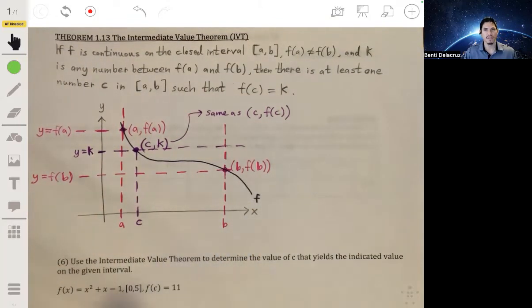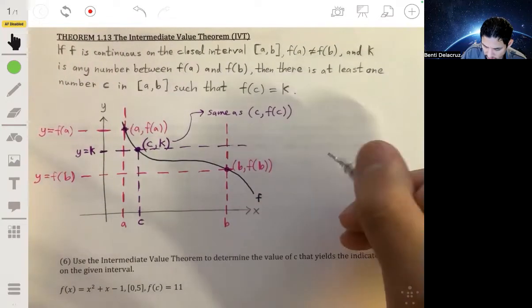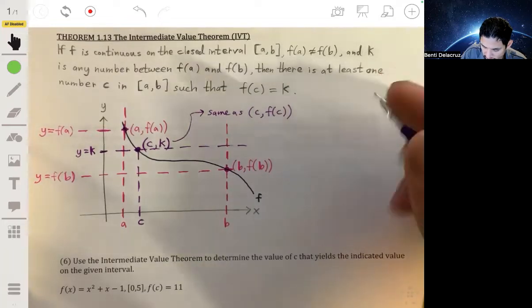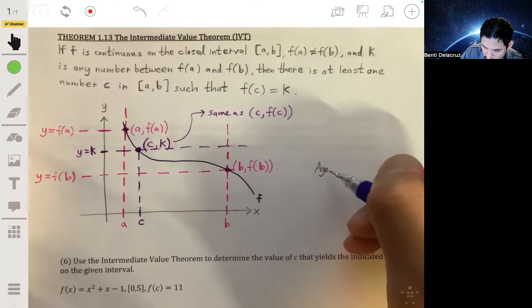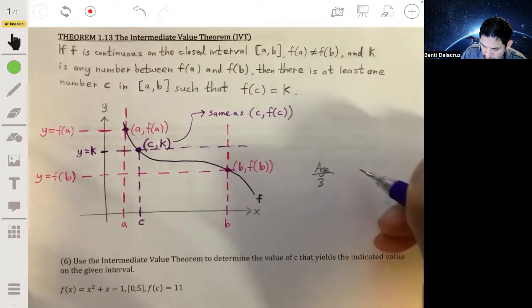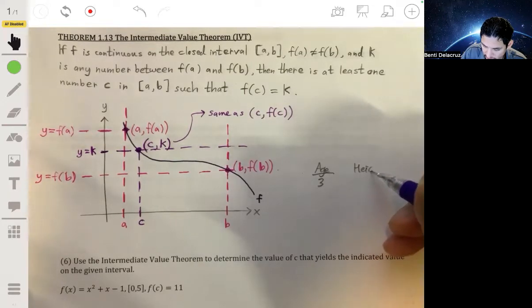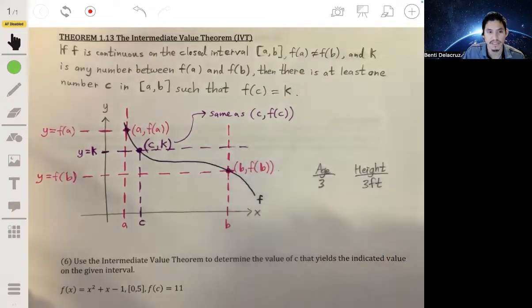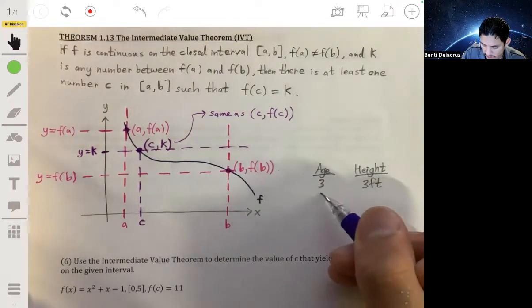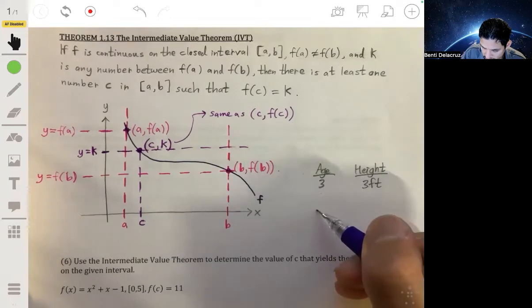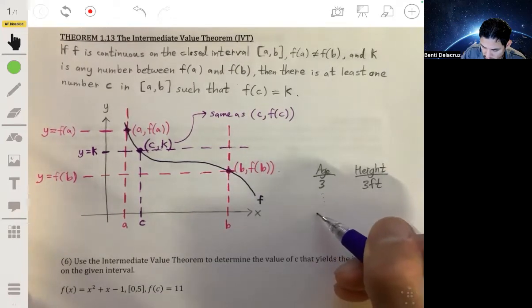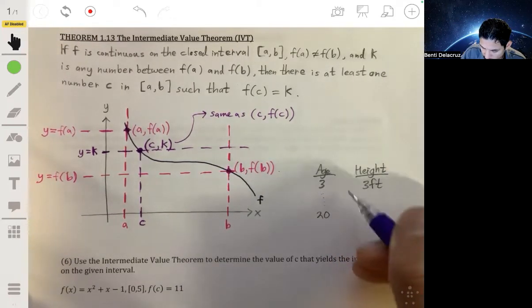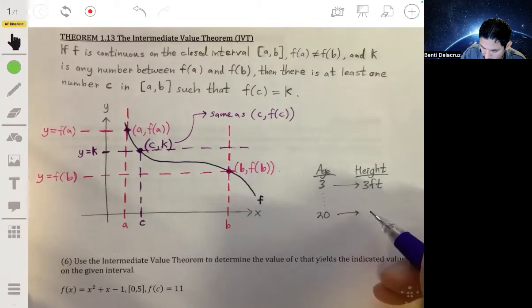A way to think about this in a real life example: let's say your age is 3, and your height is 3 feet, so you're 3 feet tall when you're age 3. And then when you're age, let's say 20, you happen to be 6 feet tall.